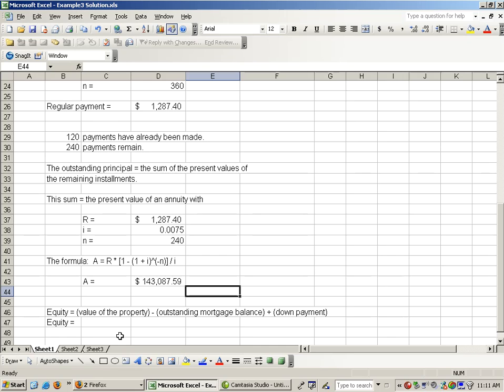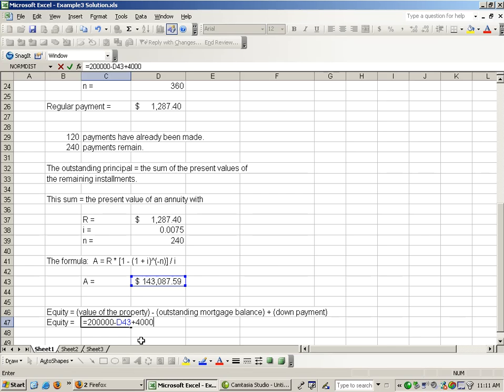Okay, we now have all the pieces we need to calculate the equity. We know what the value of the property is. We have just found the outstanding mortgage balance. And we also can't forget that the couple made a $40,000 down payment. So let's make the final calculation. The value of the property was $200,000 minus the outstanding mortgage balance, and then plus the $40,000 down payment. And that's how much equity they have in the home.